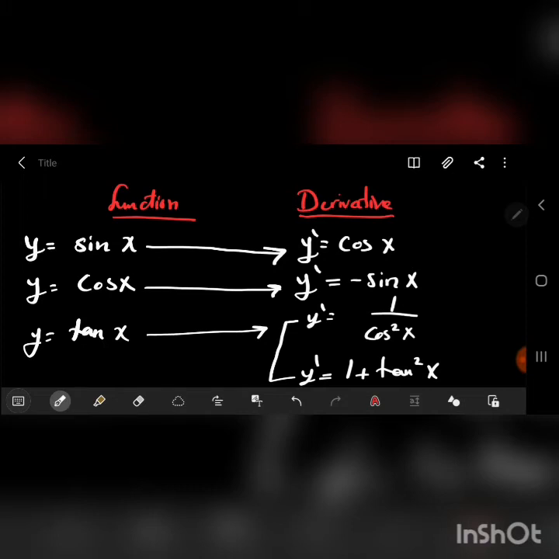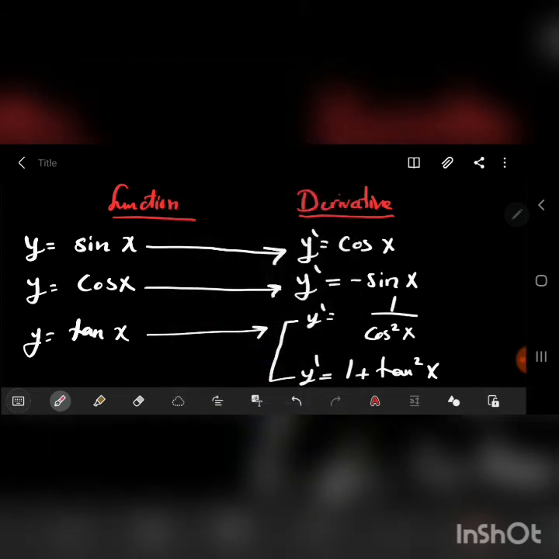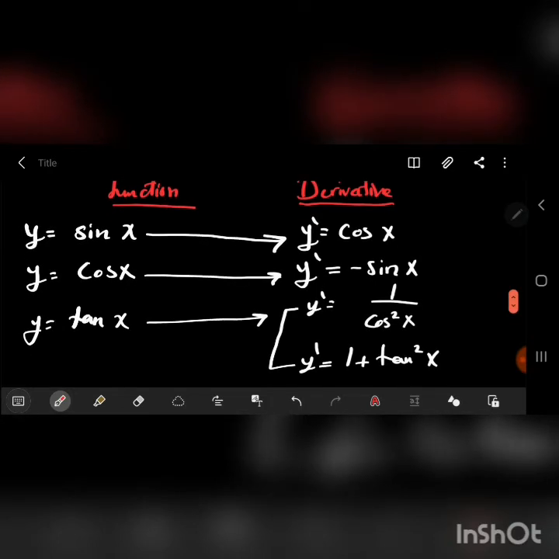The first function is y equal to sine x. You have to save all these functions and derivatives in your mind. The first function, sine x, its derivative is cosine x. The second function, y equal to cosine x, its derivative is negative sine x. Now, these are the first two.